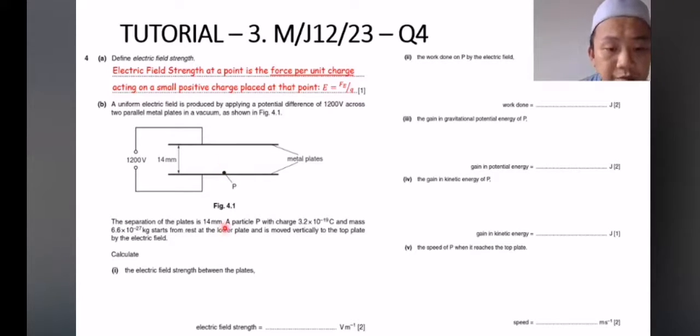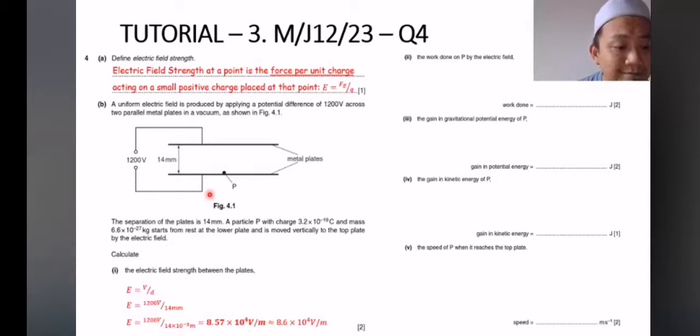So that's the force. Now what we are required to do, calculate first the electric field strength between the plates. So the electric field strength, we are given V, we know D, so no problem, E equals V over D. You just have to memorize the formula because the formula is not given. So the value of E is approximately 8.6 times 10 to the power 4 volts per meter.